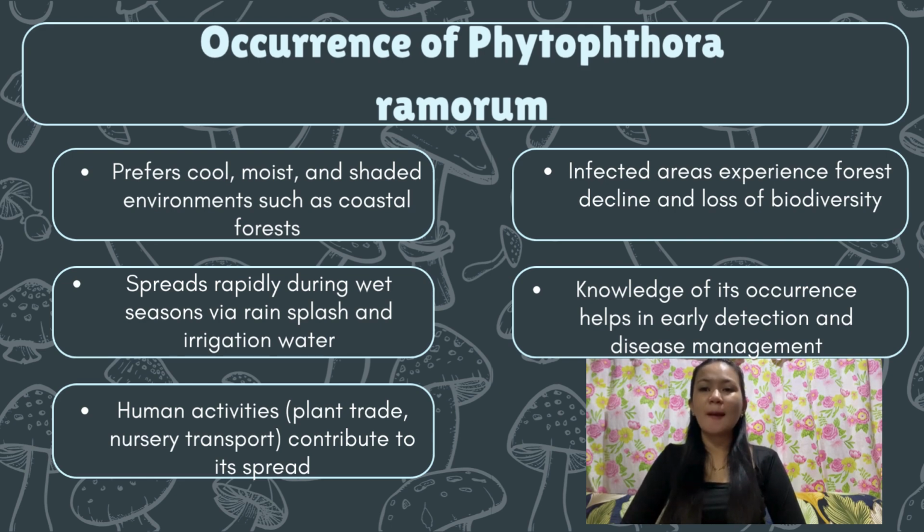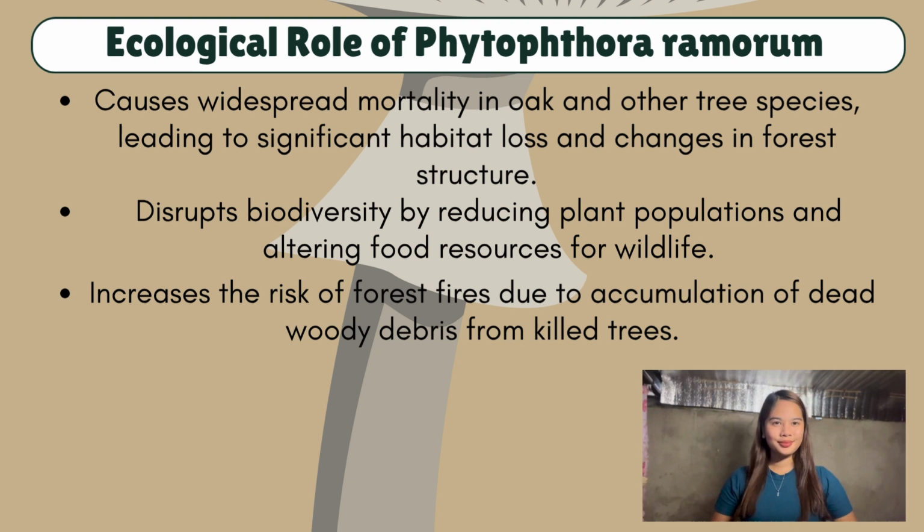As a result, many infected areas experience tree deaths, forest decline, and loss of biodiversity. It's very important to understand the occurrence of Phytophthora ramorum because it helps scientists and farmers monitor, detect, and manage the disease more effectively, protecting both natural ecosystems and agricultural crops.